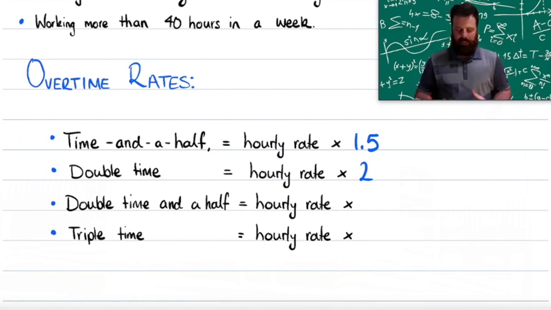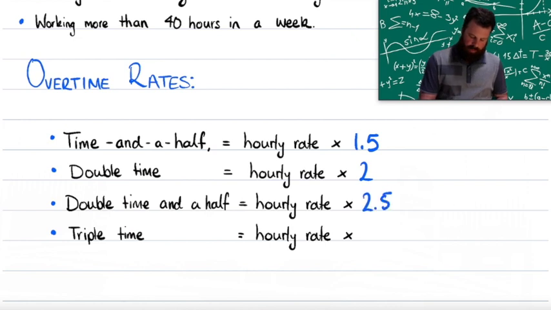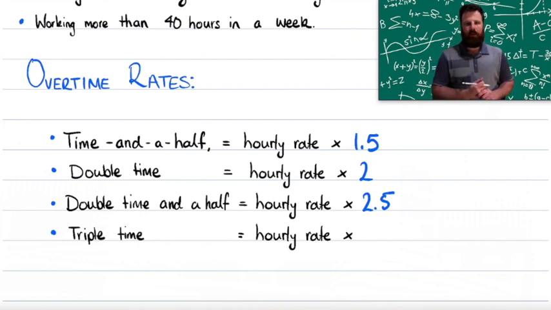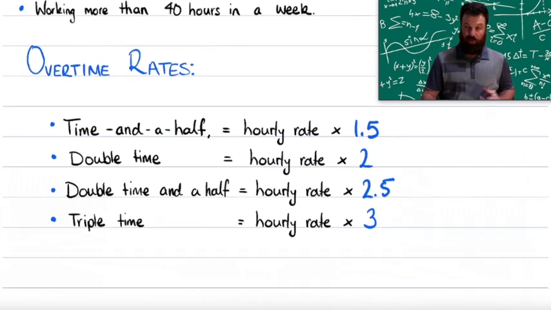Double time and a half is when we get 2.5 times what we normally would have got in a single hour, and you can guess that triple time is where we get 3 times what we normally would get. Okay, let's go on and have a look at some allowances and what they are.